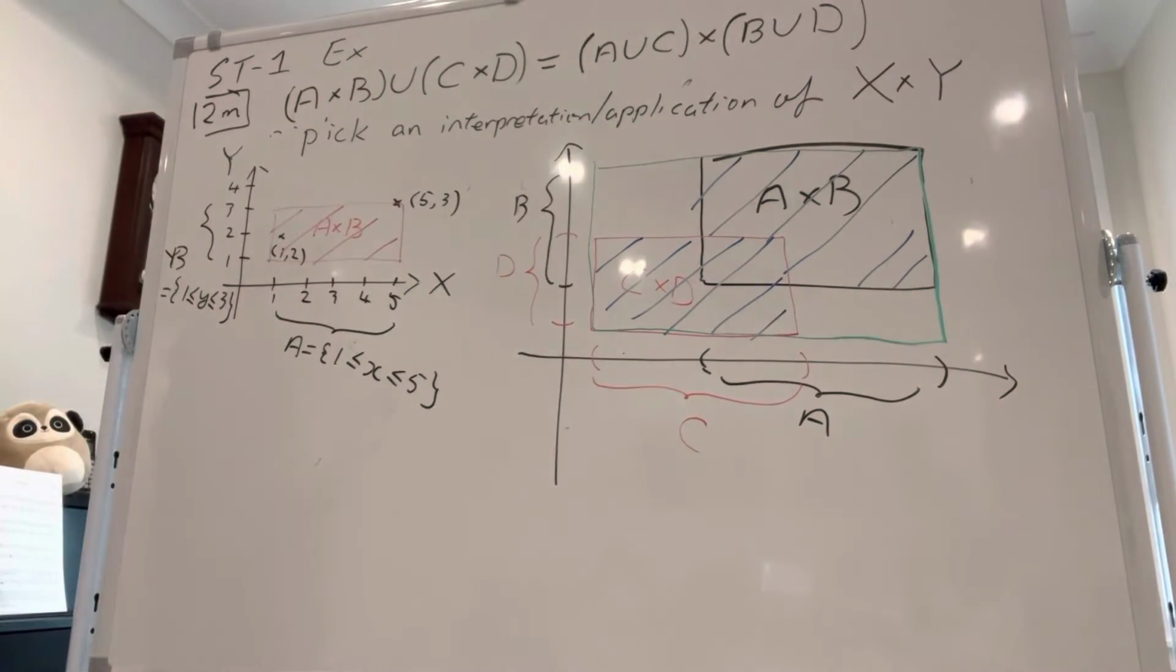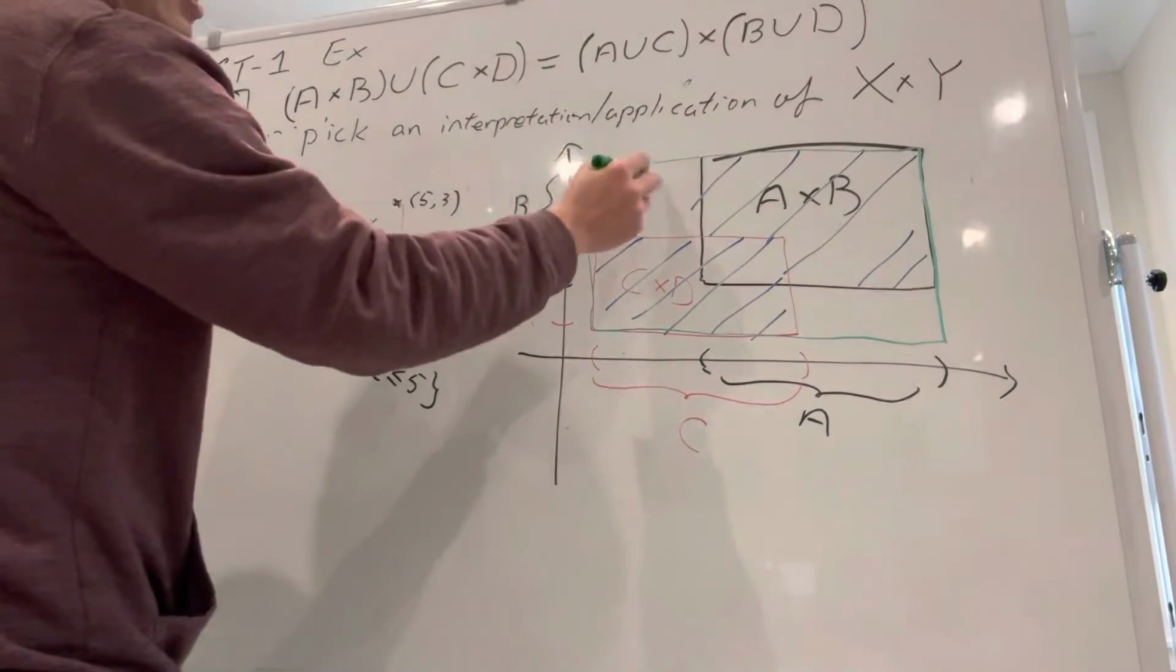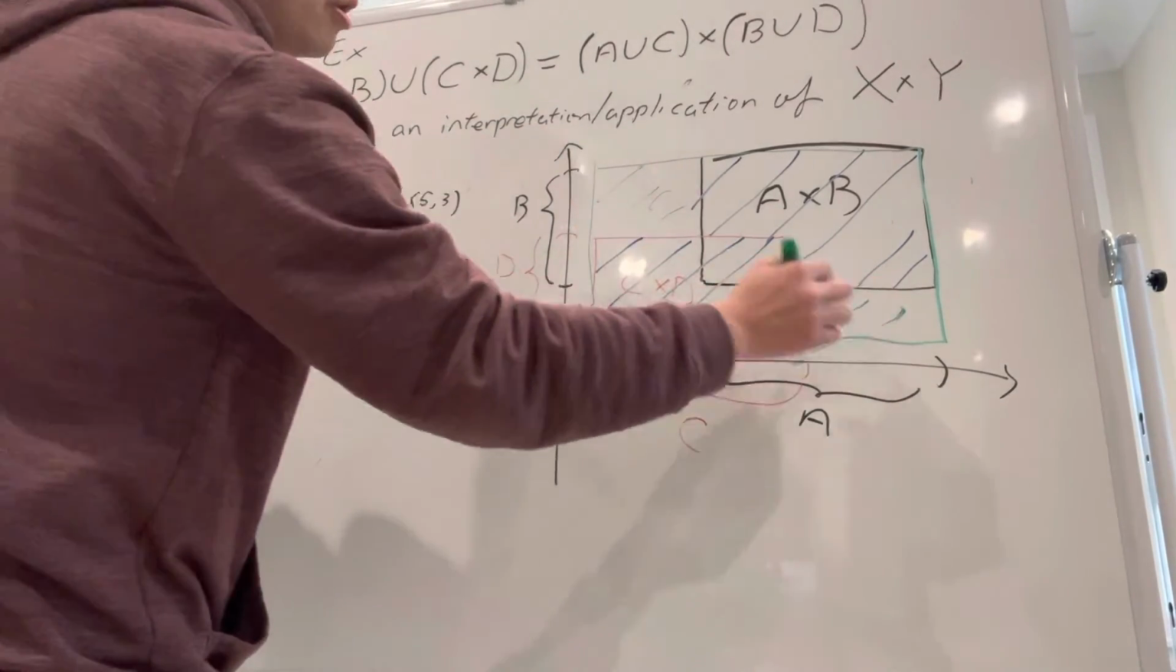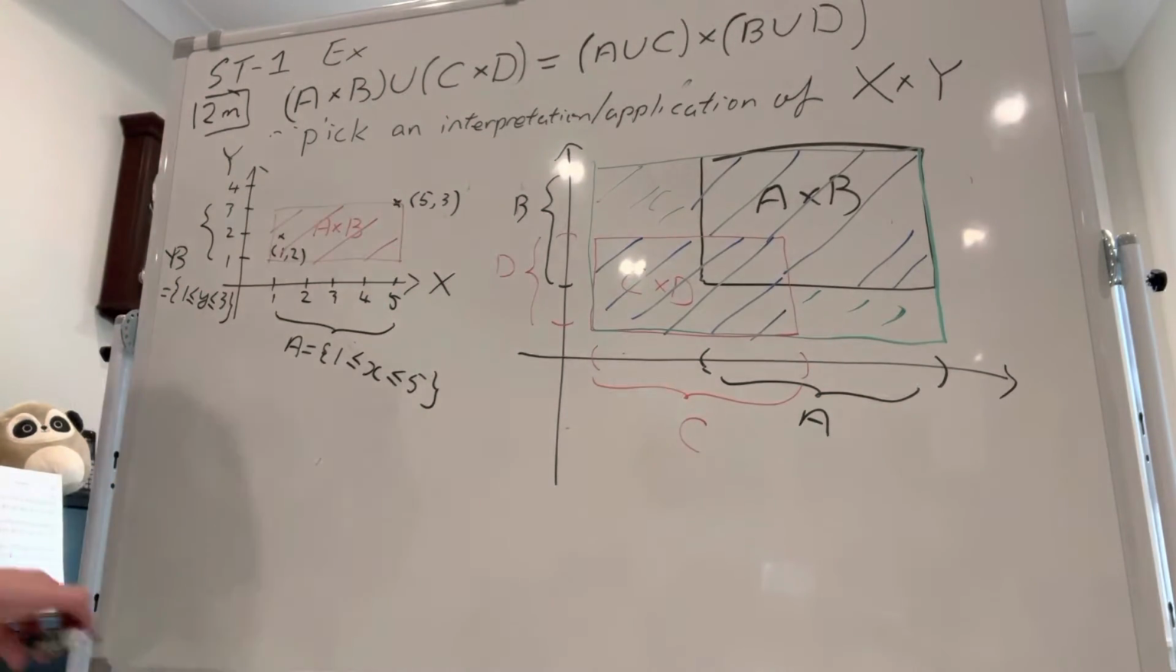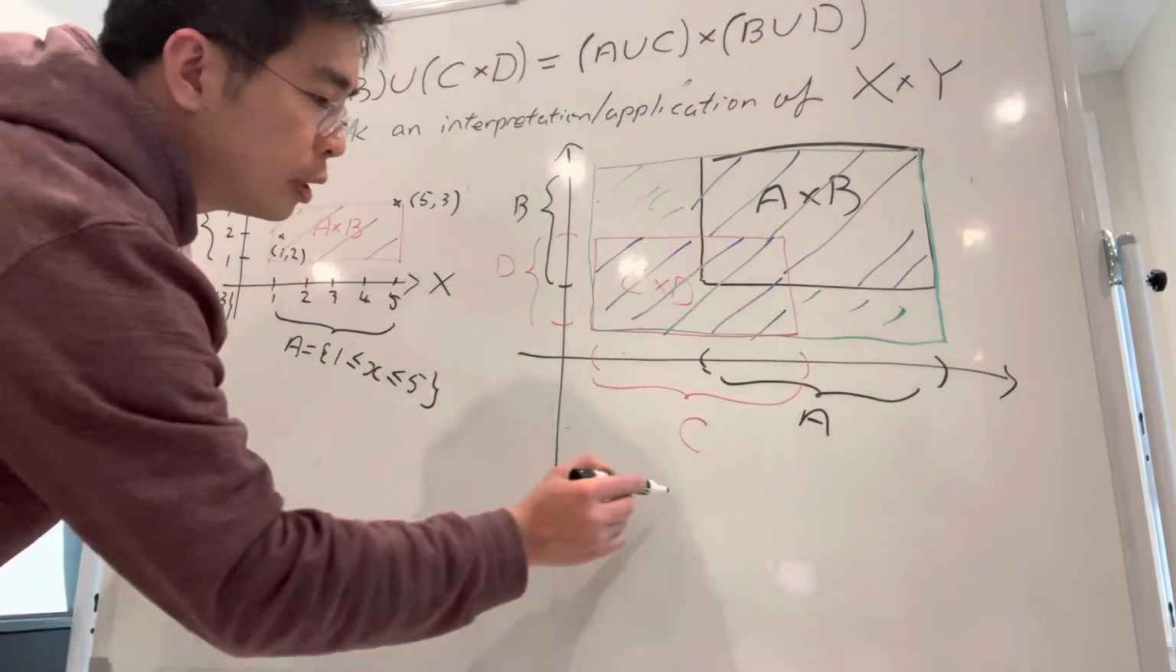Then the right hand side is basically this bigger rectangle. So which side is bigger? The right hand side, the green one, because it has these two parts that weren't part of the A cross B union C cross D. So therefore it is this.